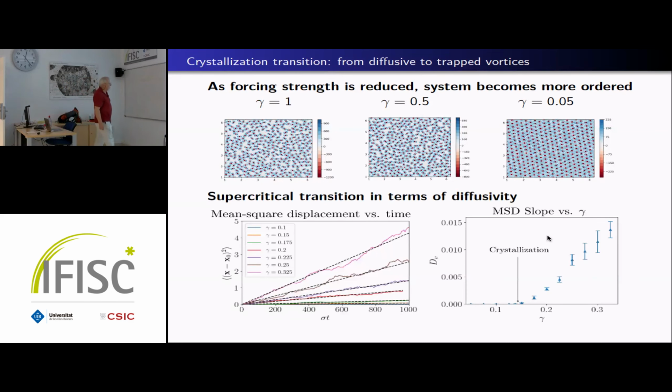And if you look at the mean square displacement as a function of time, when gamma is very small, there is no mean square displacement. This blue line is essentially horizontal, but as you increase gamma, you pick up a finite slope at a well-defined gamma. And of course, the slope corresponds to the effective diffusion coefficient. And you can see that the diffusion coefficient is 0 up to this critical value of gamma, and then it becomes non-zero. So that's a signature of a non-equilibrium phase transition. Essentially, you know, if you go in this direction, you go from the crystalline state and the crystal melts.